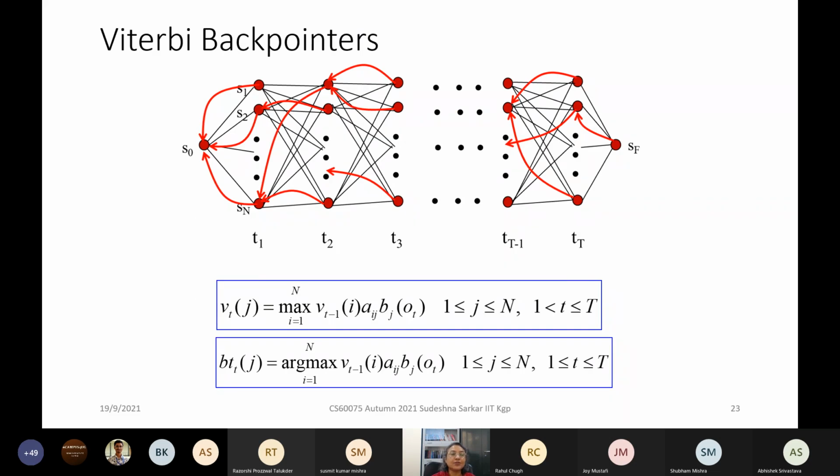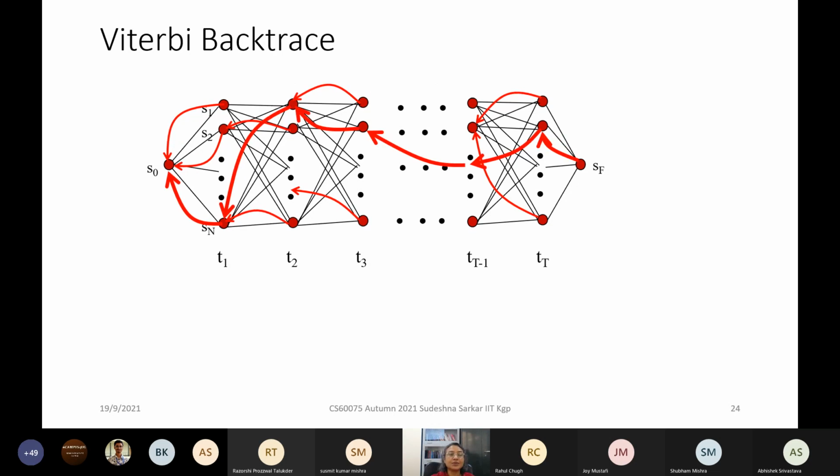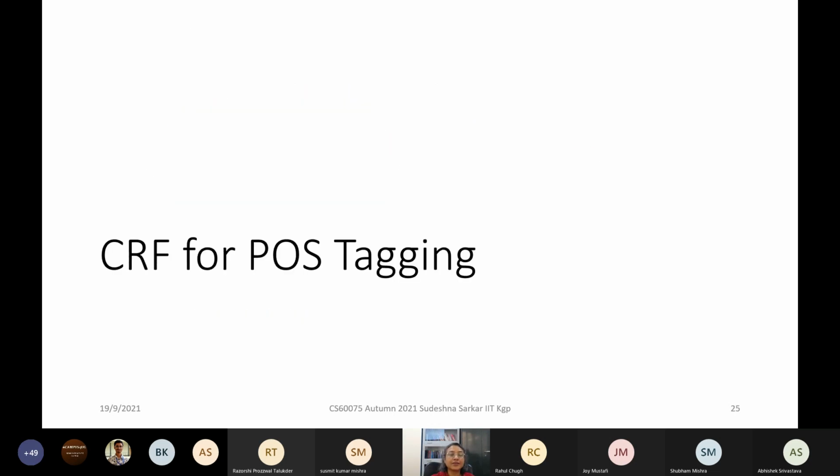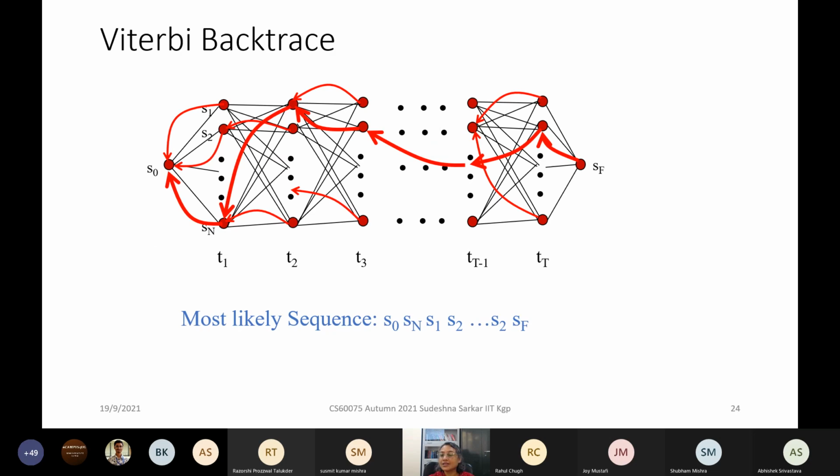And then after we have computed this for every cell, we not only have the probability values, we also have the value of Btj, which tells you from which cell we got the highest probability value, which looks like this. And starting from SF, we can follow this in order to retrieve the highest probability tag sequence. So this is in brief how hidden Markov model is used for part of speech tagging.